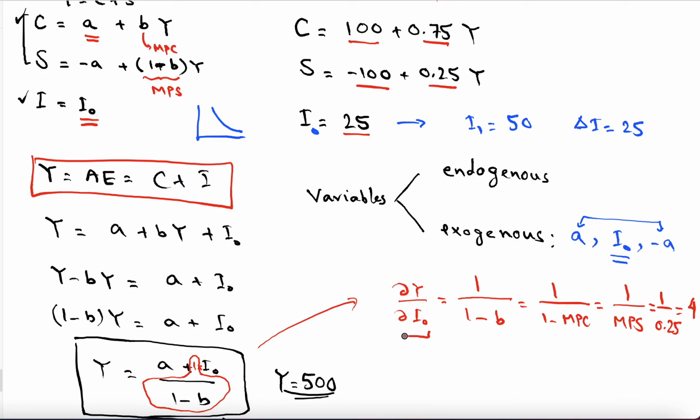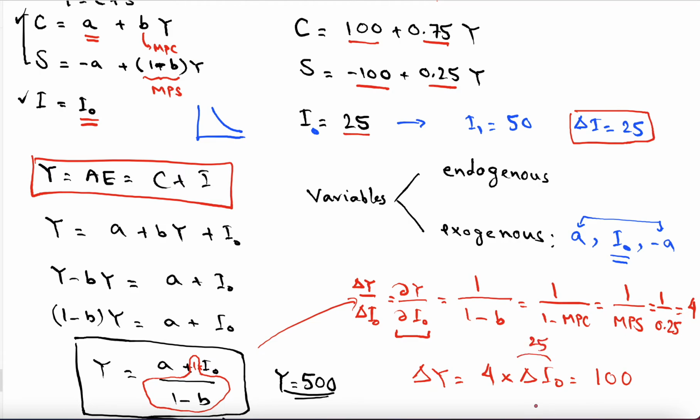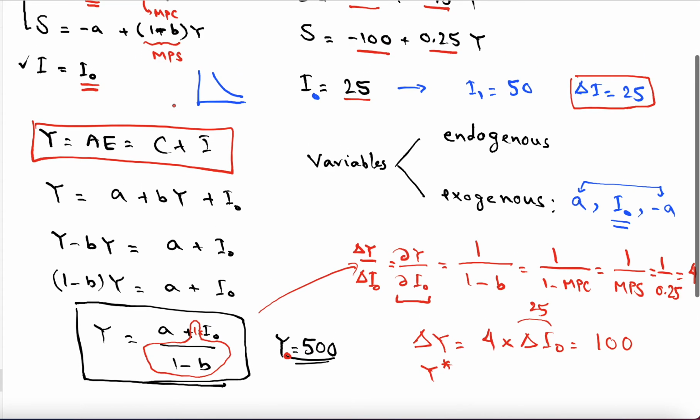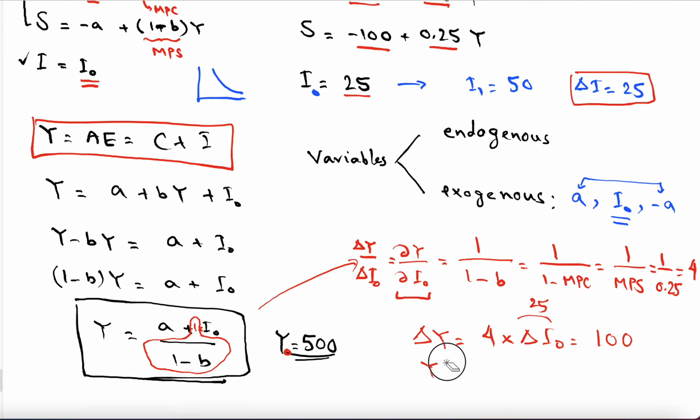It means that if this is changing, instead of this we can put the delta, because it's easier, delta y over delta I. So if we know that delta I is 25, then the equilibrium level of income is changing 4 times more than the change in investment, which is basically 100. So you put here 25, and that means that the new equilibrium, if this is y0, the new equilibrium, let's call it y1, is going to be the old one plus the delta y, which is 100, so it becomes 600.